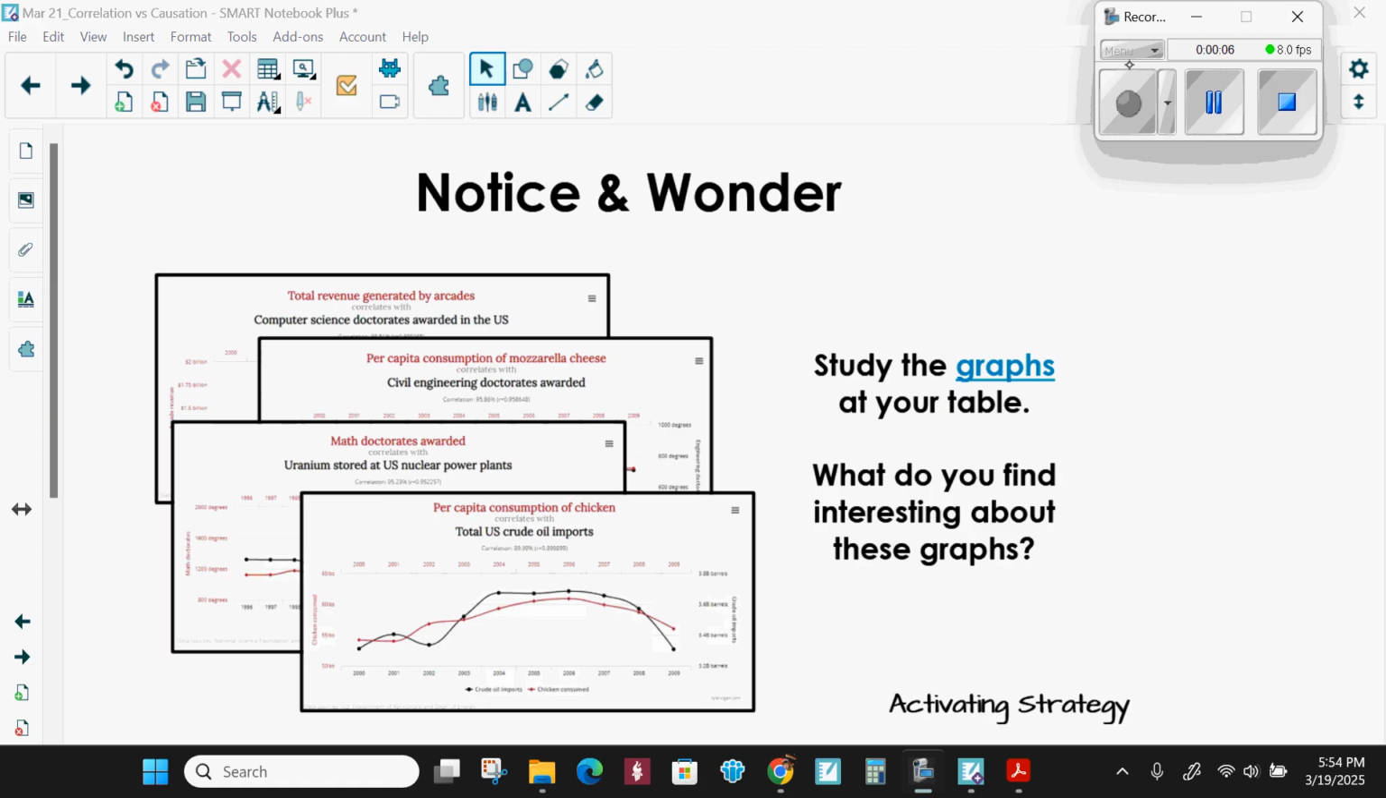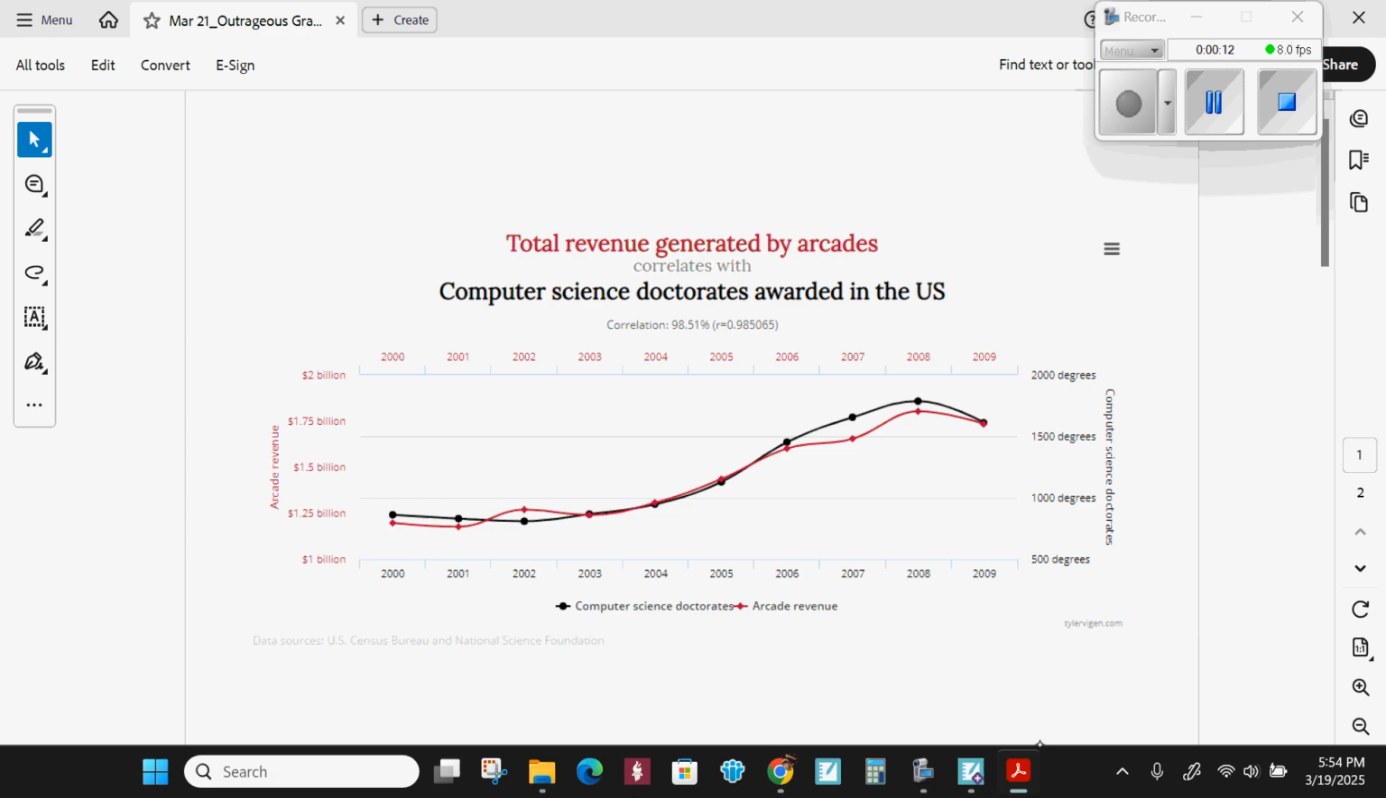So first thing we're going to do is look at some graphs and just see what's going on with them. Now, this first one is total revenue generated by arcades correlated with computer science doctorates awarded in the U.S. You can see that these are very similar, so they probably have a very strong correlation. If you look at this, it's a 98.51% correlation. So that's a pretty good correlation there between number of degrees and the total revenue by arcades.